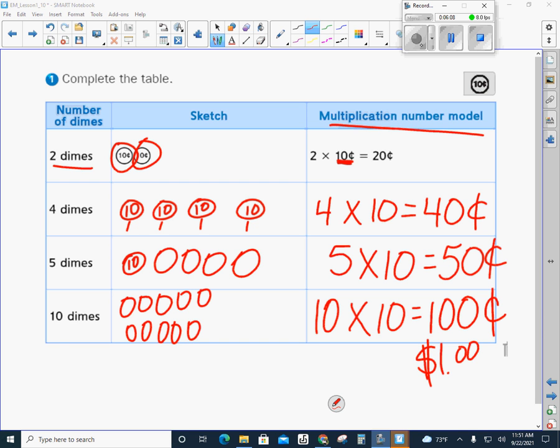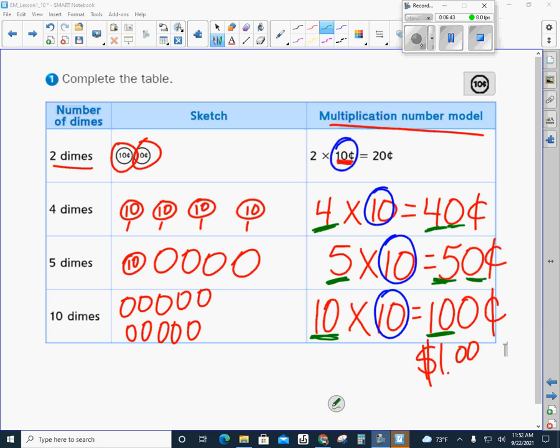Now, what do you notice with each of these problems? First of all, I hoped you noticed that they were all times 10 facts, right? Times 10, times 10, times 10, times 10. The next thing I want you to notice is when I multiplied 10 times 4, I got 4 with a 0. When I did 5 times 10, I had 5 with a 0. And when I did 10 times 10, I had 10 with a 0. So that's a real quick trick and strategy.